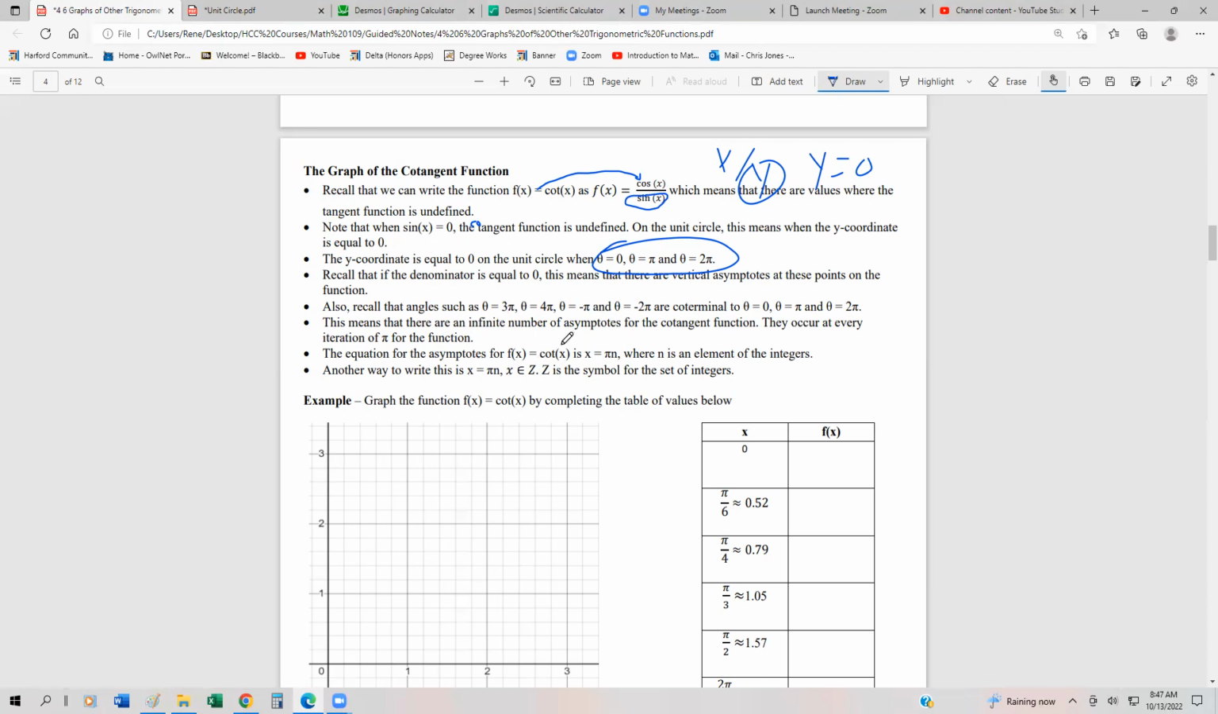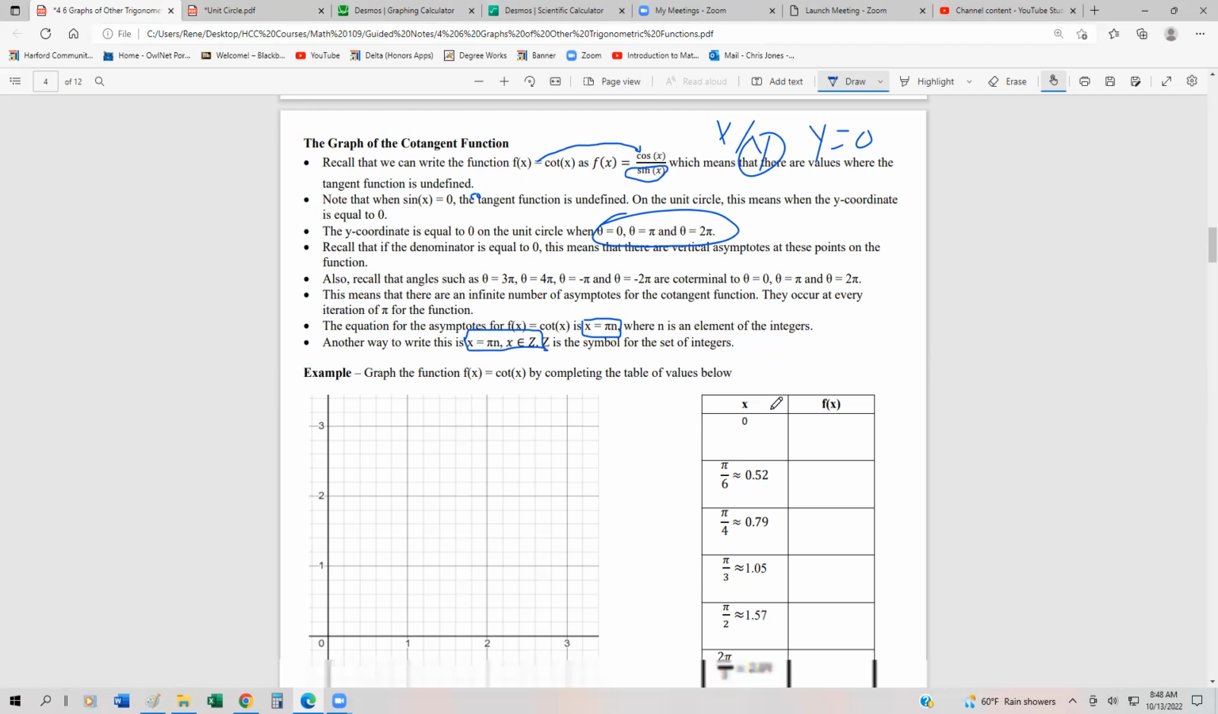And so the equation for the asymptotes for the cotangent graph is going to be pi n, where n is an element of the integers. This is the way that we're going to write it. So pi n, n is in the integers. Remember, Z is the symbol for the set of integers.